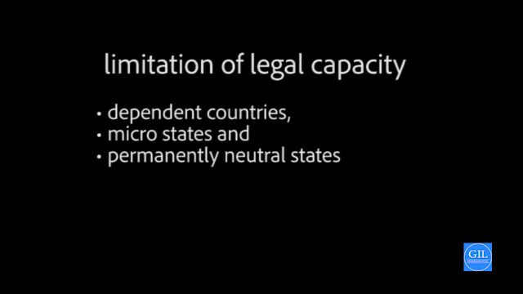We also have some countries with the limitation of legal capacity in international relations. Those are dependent countries, microstates, and permanently neutral states. First are dependent states. Dependent within the meaning of international law is a country whose ability to maintain international relations and conduct foreign policy is limited to the benefit of another entity. Dependent states are protectorates, international and colonial, and vassal states, though most of them do not exist any longer.